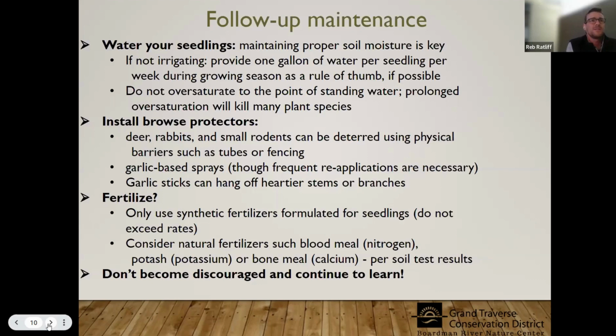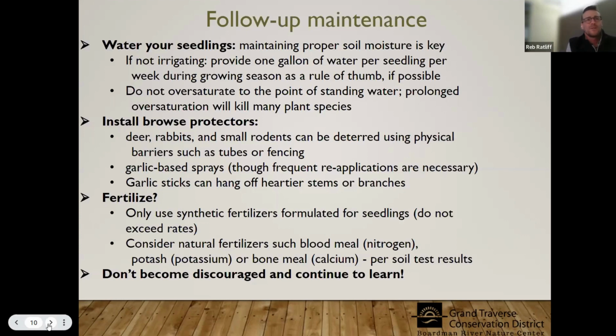The browse protectors: deer, rabbits and rodents are a little bit tougher to keep out. The Conservation District in Grand Traverse does sell tree tubes. We've got some really fancy ones. I think Ellie and Tom might be touching on this later, but they do run $7.50 a piece. They're super high quality, and they come with mesh netting for the top of the tube to keep birds out, and a fiberglass stake to slip through the protector to keep it in place. If you're investing time and energy into the seedlings, you want to give them the best chance you can.